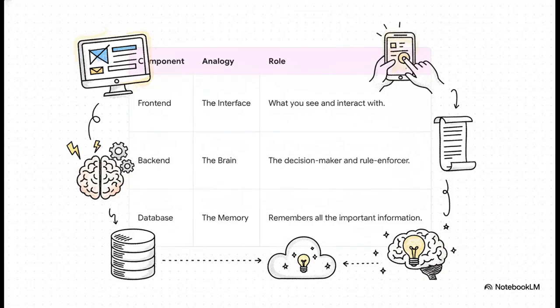To make this all crystal clear, we're going to use a really simple analogy for the rest of this explainer. Just think of the front end as the interface you interact with. The back end, well, that's the brain, doing all the thinking. And the database, that's the memory, remembering everything. Let's break down each one.